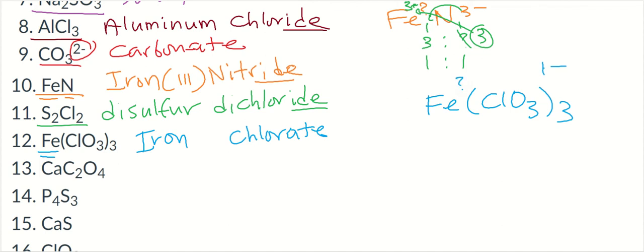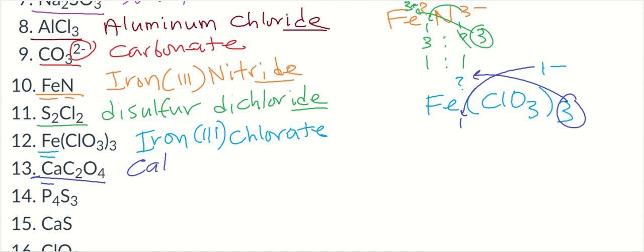Let me do this in a slightly different color. This 1 is responsible for that subscript, and this 3 must have come from the iron. So if we reverse the crisscross, we can say this is iron 3 chlorate. Cation, polyatomic anion. This is not a polyatomic ion, so we don't have to worry about any of these charges. Just these are like the ones we love.